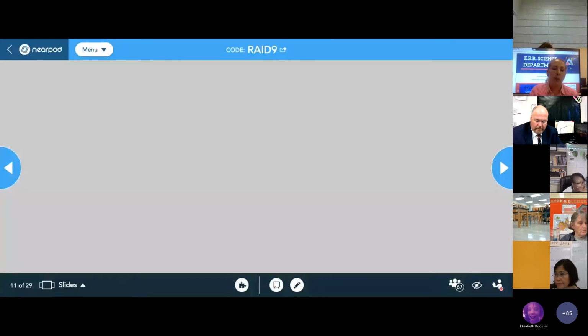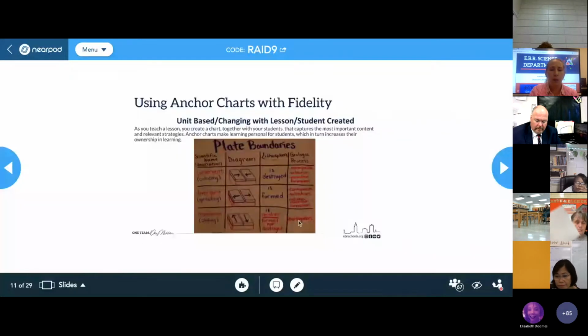So here's the one I was talking about just a second ago, one with plate boundaries. So you have the name of the boundary, a picture of the boundary, what happens when the plates come together, the lithosphere is destroyed, what happens when it moves apart, and the geological process that occurred during that plate movement.